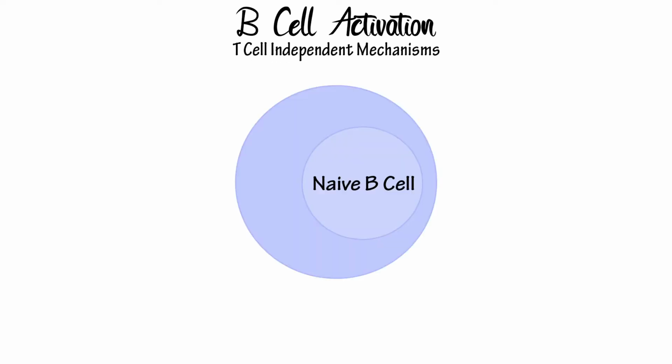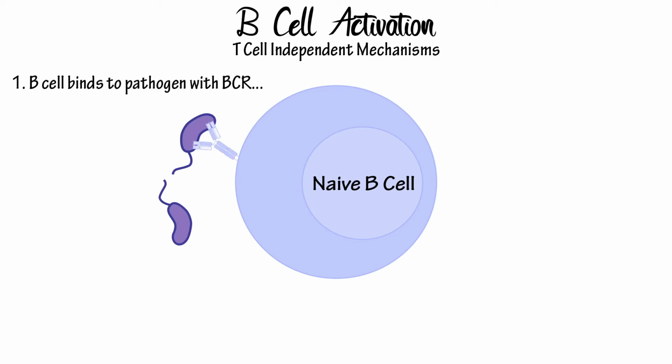B cells can either be activated with or without T cells. There are two methods by which B cells can be activated without the need of T cells. Our bodies have naive B cells in circulation, and these B cells can come into contact with foreign pathogen. The B cell binds via their B cell receptor, which is a membrane-bound antibody, usually IgD or IgM. This causes a signal to be sent in the cell. They also bind to pathogen with their toll-like receptors, which sends another signal.